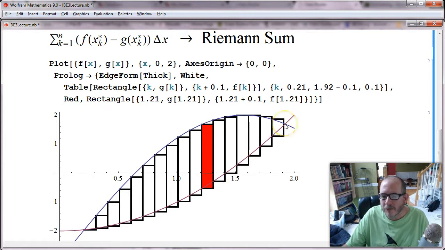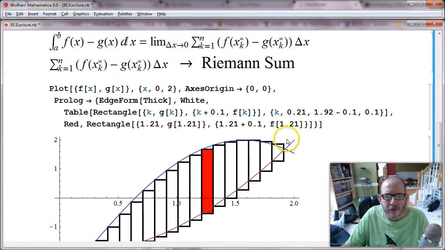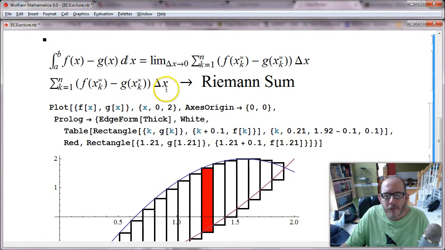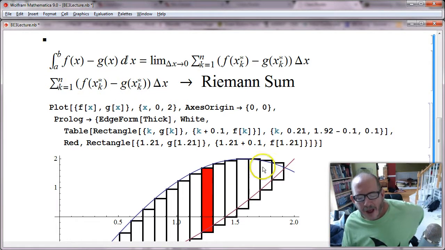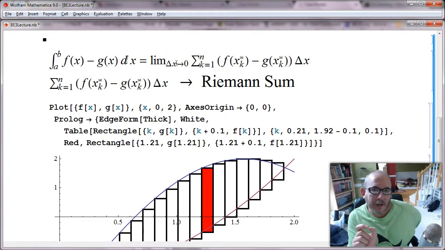In this case it would be the interval from here to here divided by, I think, 15 is what I've got, or maybe 17 or something. The width there is my delta x, so it's b minus a over n, however big n is. And I'll remind you that that's how we approximated this area, and then we took the limit as n went to infinity, meaning that as delta x goes to 0, the width of these rectangles gets smaller and smaller.